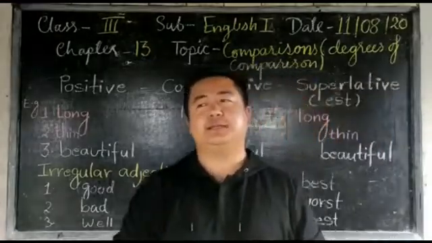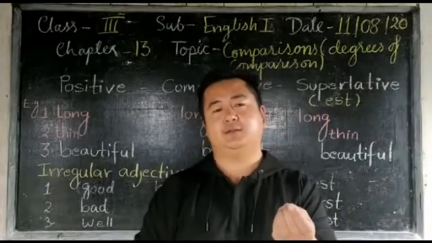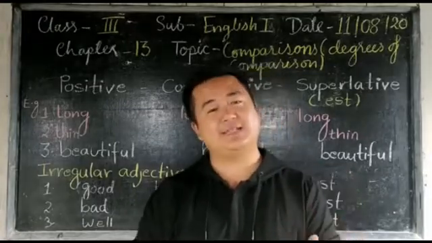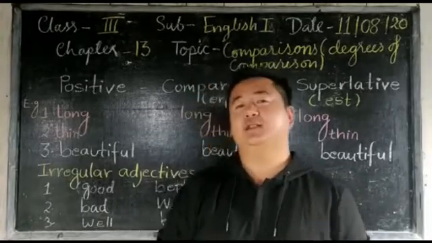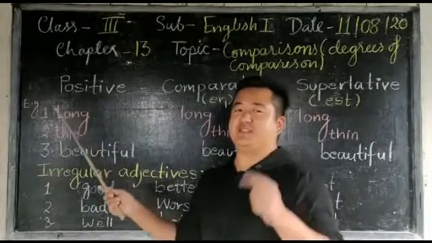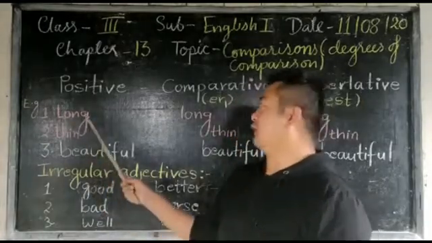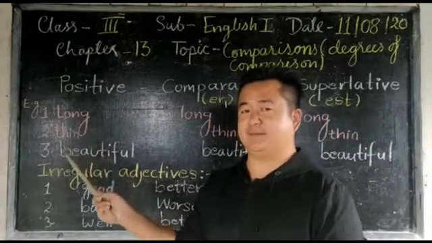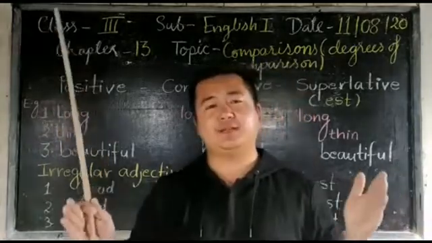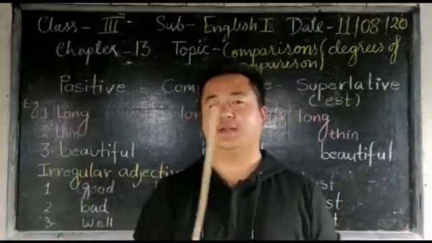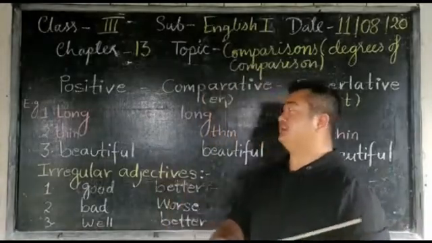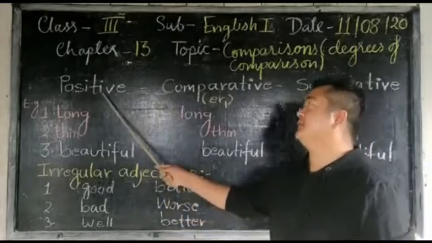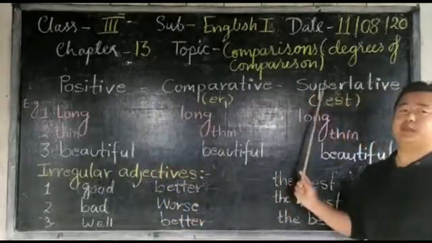Can you give me some examples of adjectives? You are seeing them on the board, right? Some of you may be saying long, right? Long is also an adjective. It describes the length. As we were saying, there are mainly 3 forms: positive, comparative and superlative.